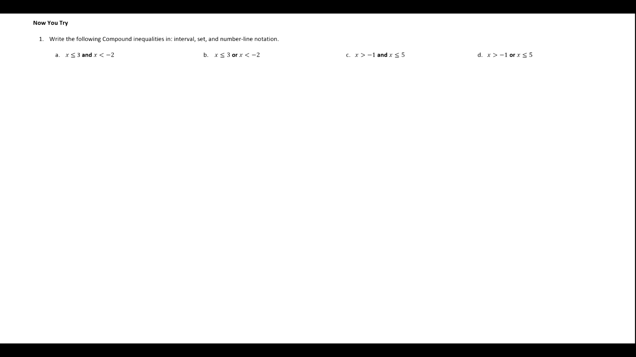For the next set of problems, the first thing you would need to do is to try your hands on these problems from parts A through D. Whenever you're ready, you have your set of solutions with different notations, you can go ahead and restart the video and we'll go over the solutions from here.